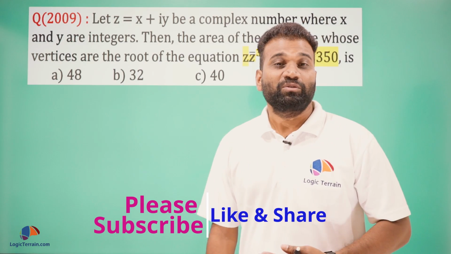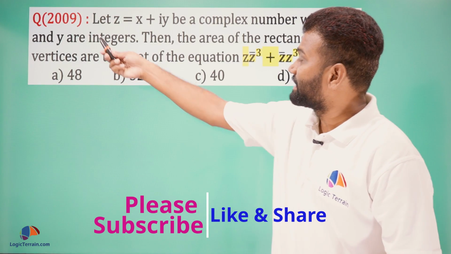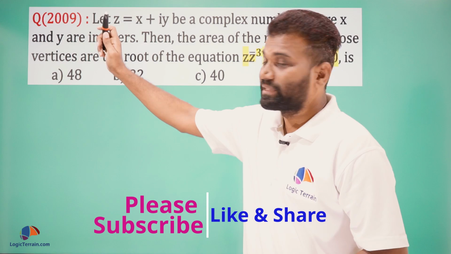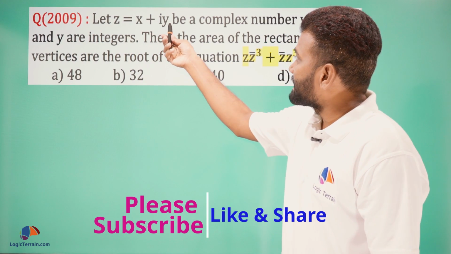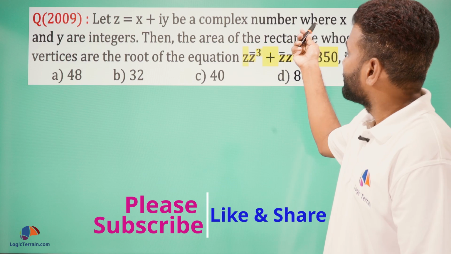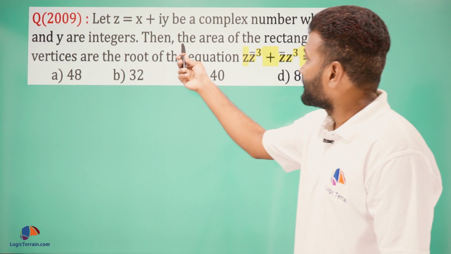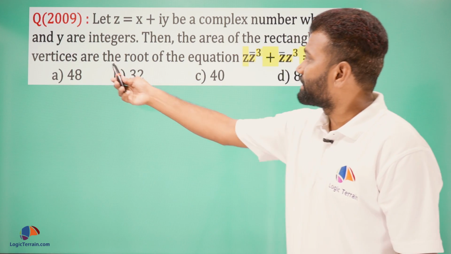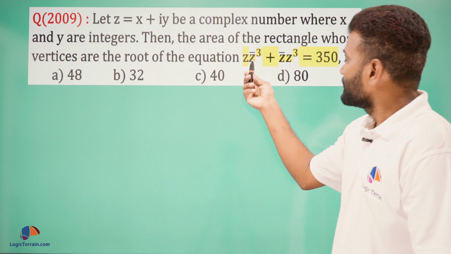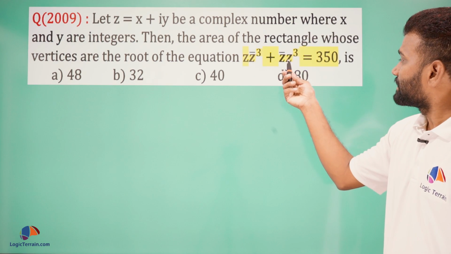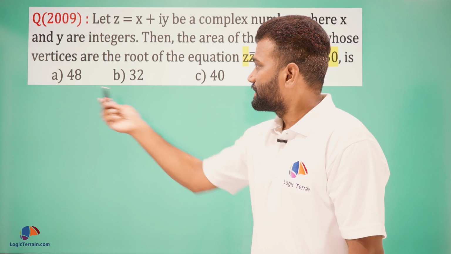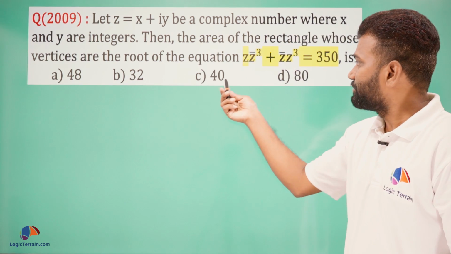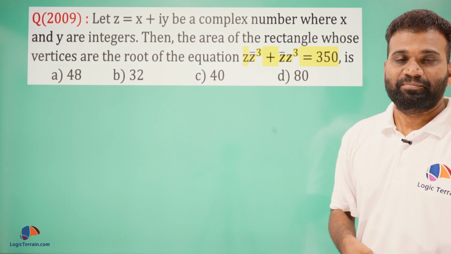In this video, we are going to look at one of the previous year's JEE questions. It came in 2009. Let us look at the statement. Let z equals x plus iy be a complex number where x and y are integers. Then the area of the rectangle whose vertices are the roots of the equation z bar cube plus z bar z cube equals 350 is. Here are the options: A 48, B 32, C 40, D 80.